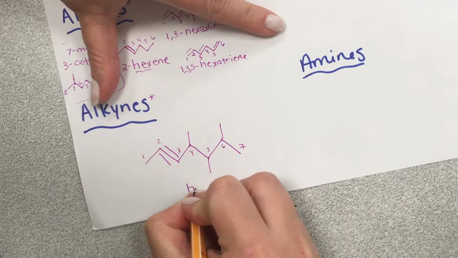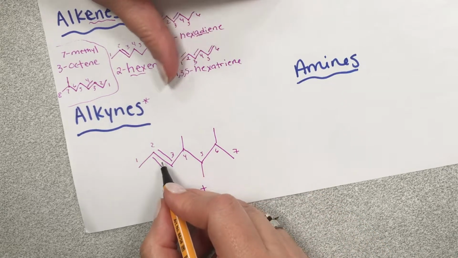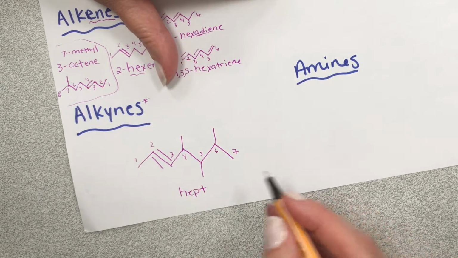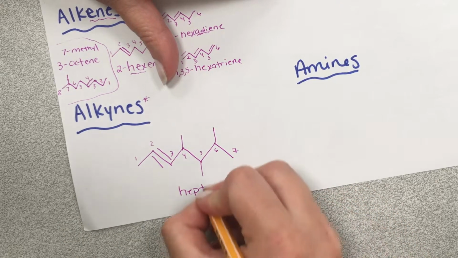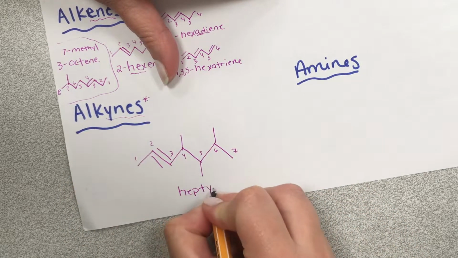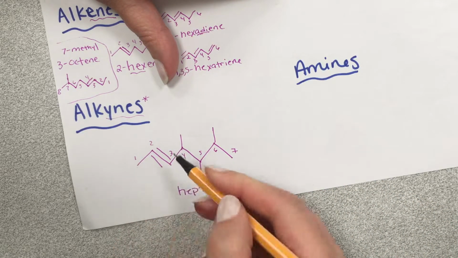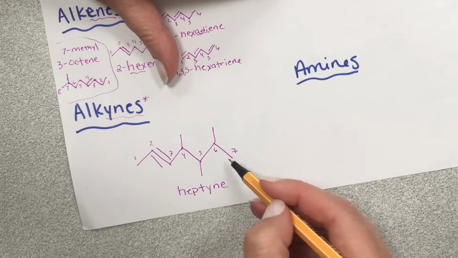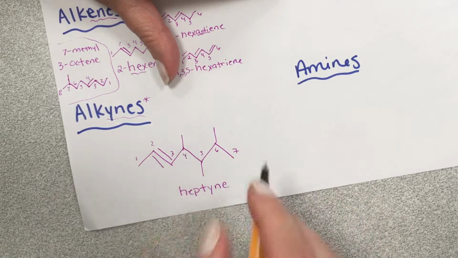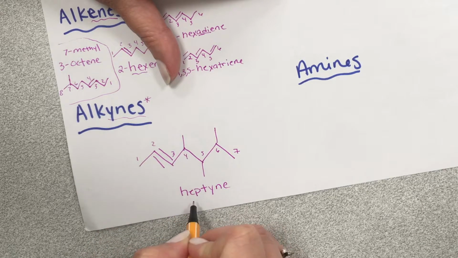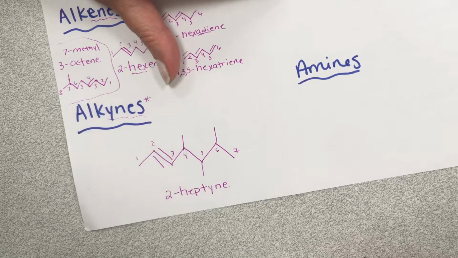So its prefix is hept, for sure. And then we have this triple bond here. When you have a triple bond in the structure, it ends in -yne. So it's heptyne. And we do need to indicate where it is. If it was on the first carbon, we could leave it off, but it's not. It starts on that second carbon, so we're going to indicate where that triple bond is.